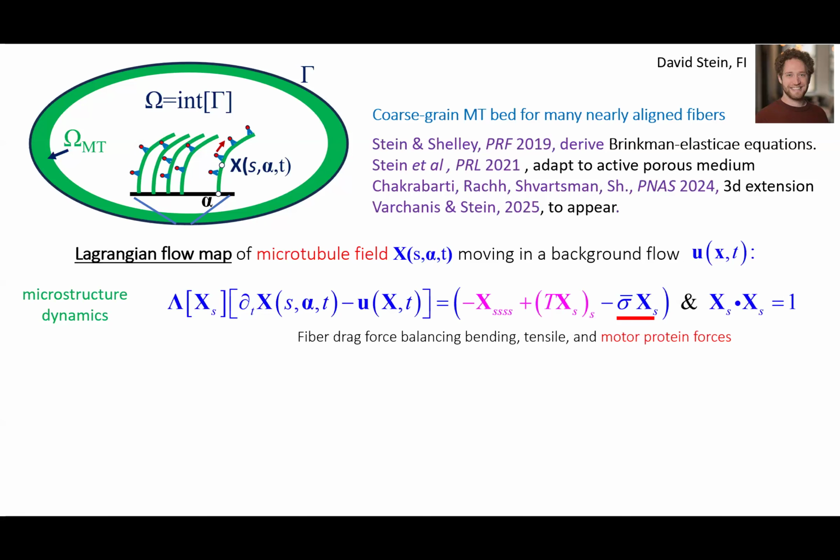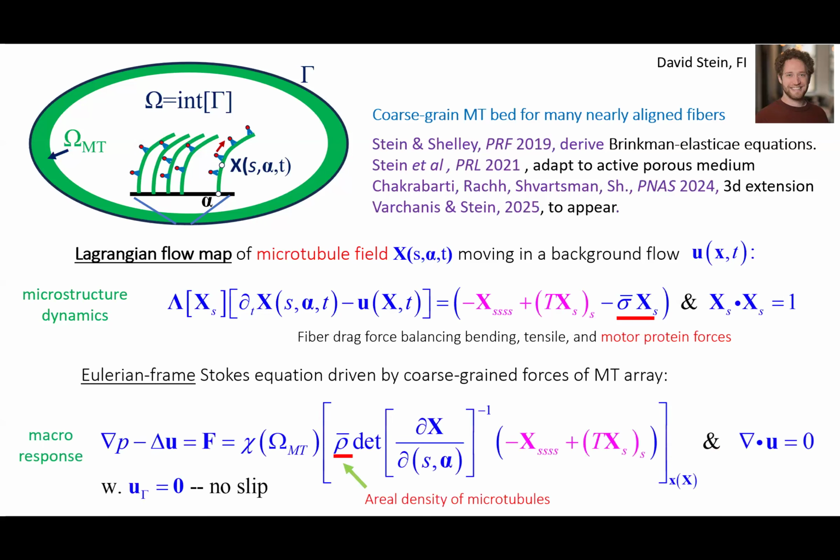And then when you do the coarse graining to the fluid, you end up with, for this Lagrangian flow map of the polymer bed, this is again now the macro part where the forces show up here on the right-hand side, but you're going from Lagrangian frame forces to Eulerian frame forces. And so you pick up the determinant of a Jacobian from the transformation from x, y to this S, alpha. With an indicator function: where are the polymers? With a density: how many are there? That's an areal density. And then you just go to town.